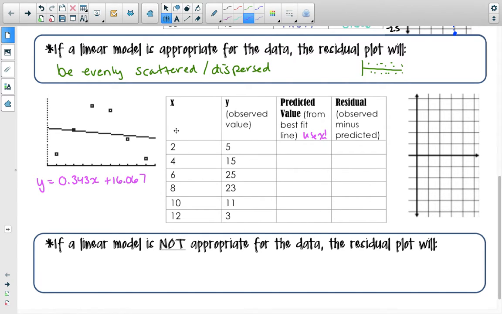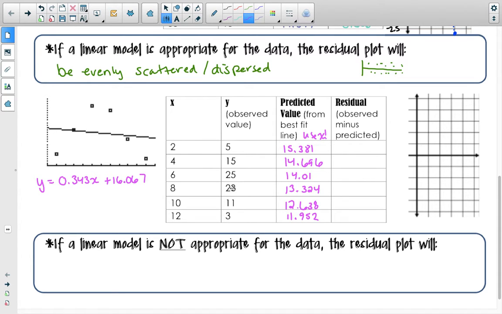So our predicted value for plugging in 2 into our regression equation is going to be 15.381. When we plug in the 4, we're going to get 14.696. Plugging in the 6, we're going to get 14.01. Plugging in the 8, we're going to get 13.324. Plugging in the 10, we're going to get 12.638. And plugging in the 12, we're going to get 11.952. These are the predicted values.